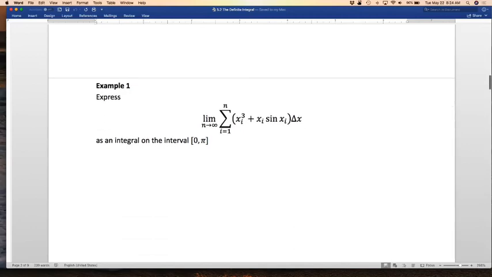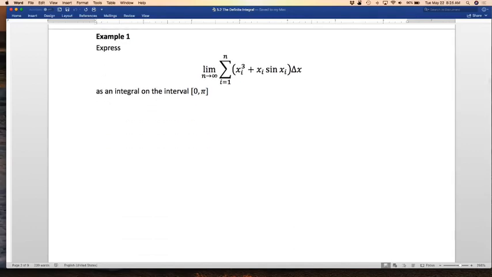So the first thing we're going to do is learn how to express this sum as an integral. That's the first step to understanding how to calculate an integral. And we want this as an integral on the interval 0 to pi. So the first thing we should write is that we're taking the integral from 0 to pi. That's the limits of our integration.